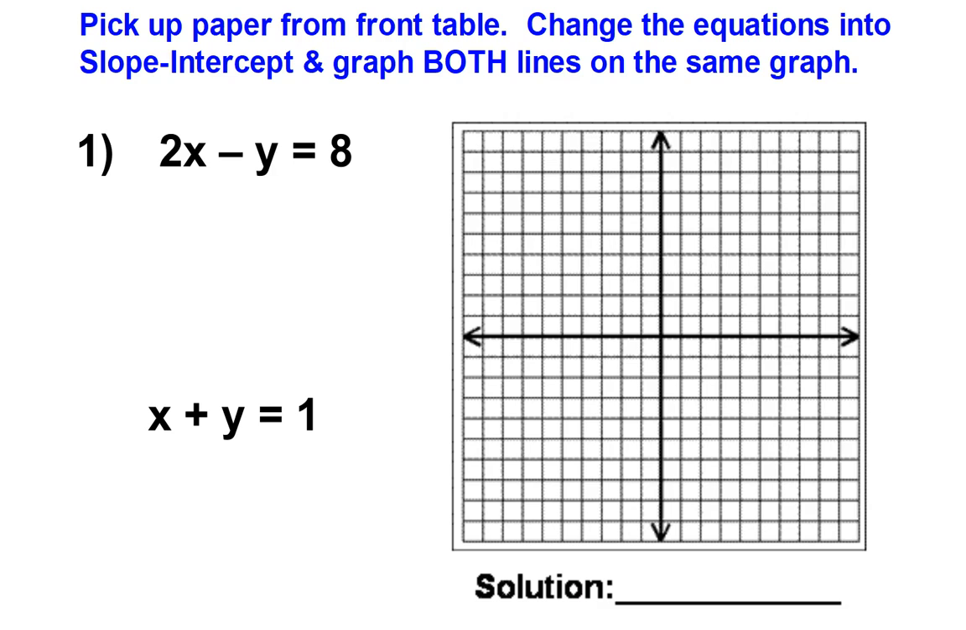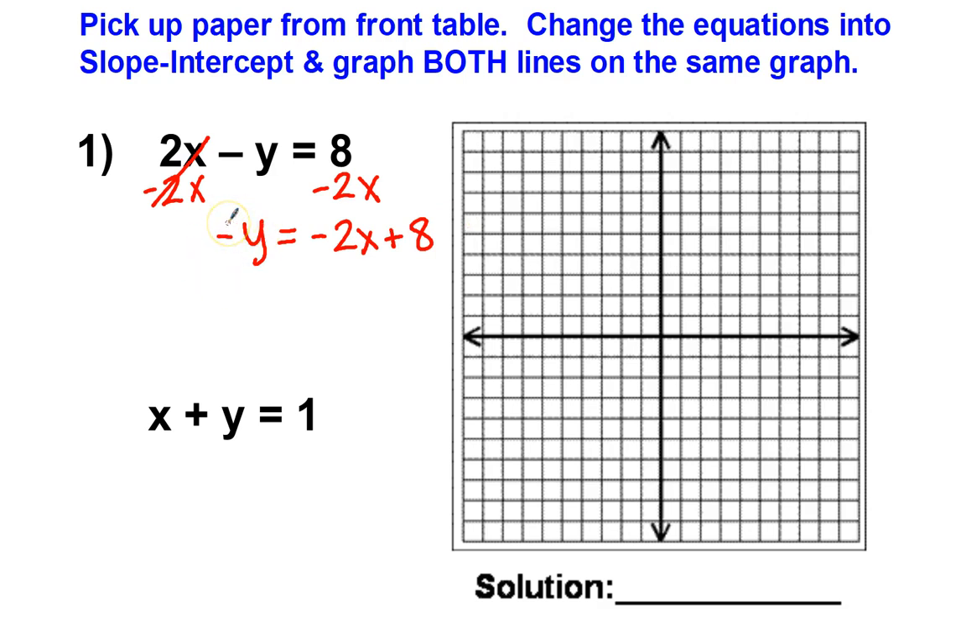And it says change the equations into slope-intercept, so solve for y, and then we're going to graph them. So we're going to solve both equations for y, and then we're going to graph them. So if I'm going to solve this for y, I'm going to get rid of this, and the opposite of positive 2x is a negative 2x on both sides. That goes away. I'm left with negative y equals. I cannot actually subtract 8 and 2x, but I'm going to put this negative 2x first. Negative 2x, and then a positive 8.